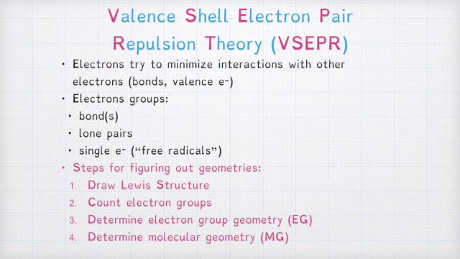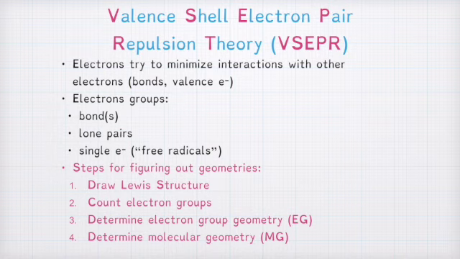Previously, we've talked about how to draw Lewis structures, which show us how the different atoms are bonded together in a molecule. In this video, we're going to talk about VSEPR, which is a way of determining how the atoms in a molecule are arranged in three-dimensional space. VSEPR is an acronym that stands for Valence Shell Electron Pair Repulsion Theory, which you certainly do not need to memorize. We just call it VSEPR.